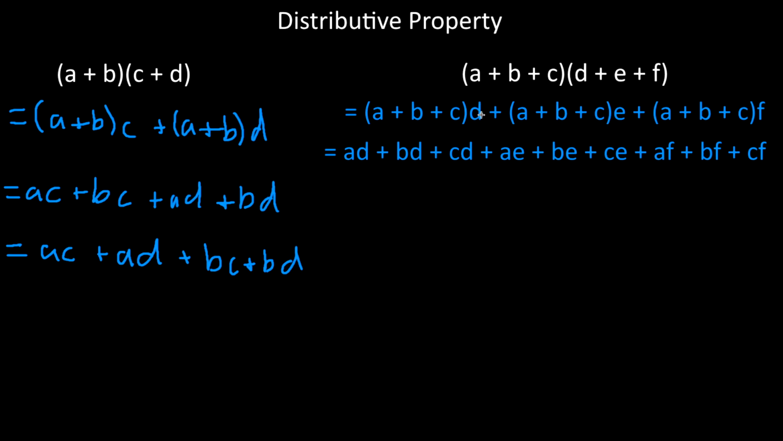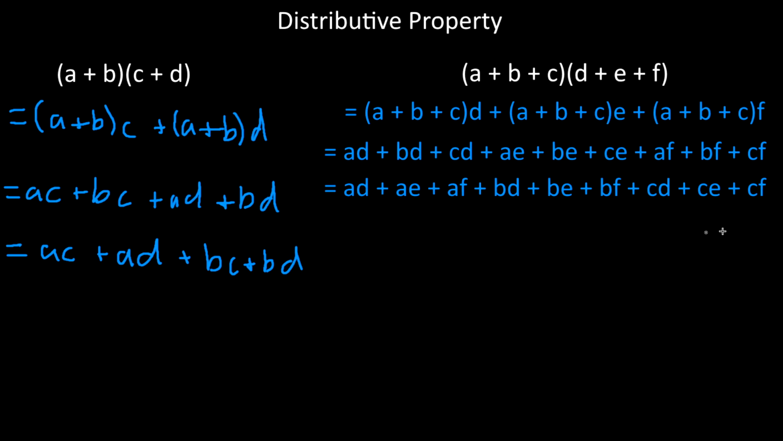Here we distribute the d to all of the terms inside the brackets, a, b, and c. This becomes ad + bd + cd. We do the exact same thing here and here, which gives us ae + be + ce + af + bf + cf. So I just went ahead and rearranged all of these terms so that they become ad + ae + af + bd + be + bf + cd + ce + cf.